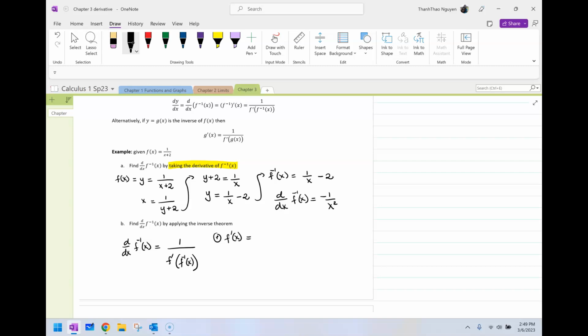Well, f of x equal 1 over x plus 2, so f prime of x equal negative 1 over x plus 2 squared. F inverse of x, we found earlier, is 1 over x minus 2. So then the composite function f prime of f inverse of x is negative 1 divided by the quantity 1 over x minus 2, plus 2, squared.